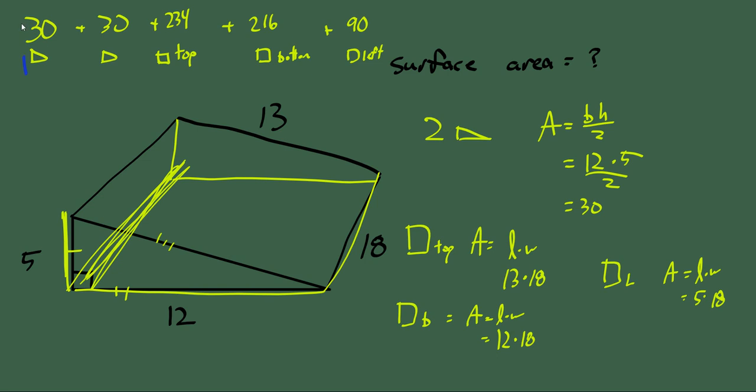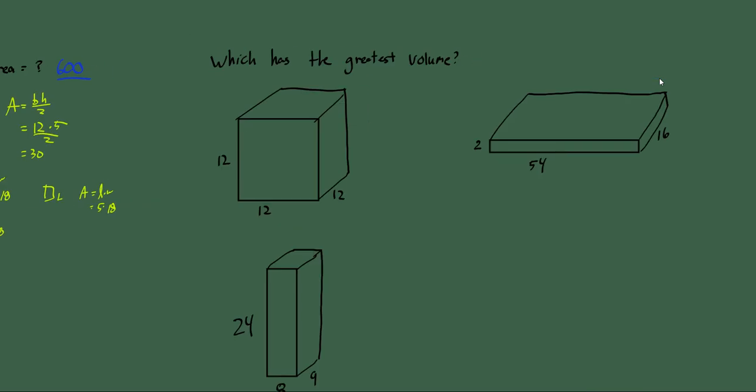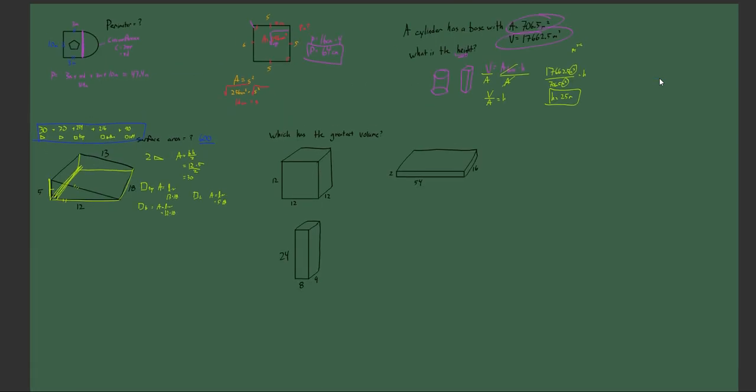So now up here at the top, I've got all of the pieces of this triangular prism. 30 plus 30 plus 234 plus 216 plus 90, and I get a surface area of 600 square units. That's a nice number. These are all randomly selected numbers that I just made up here. And I got a nice 600 out of that. I feel good about it. Totally luck, but I can still feel good about it.